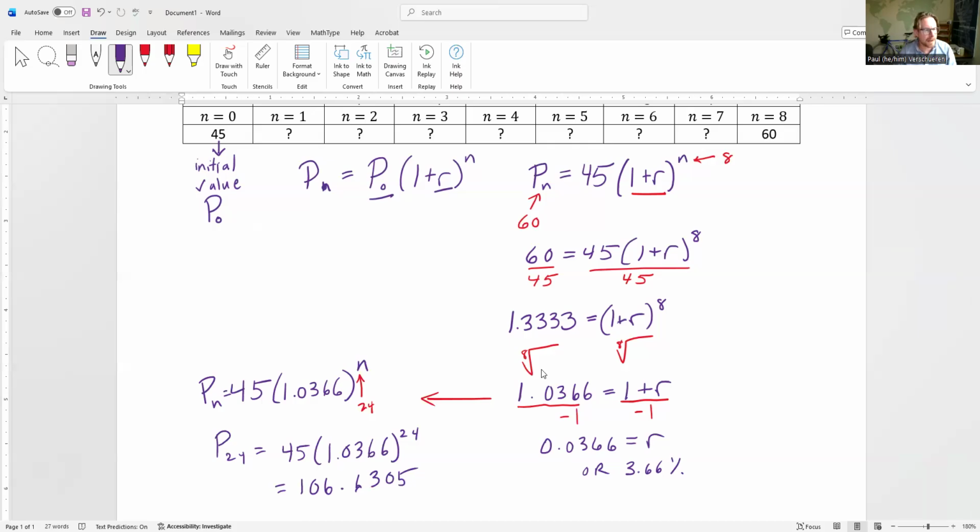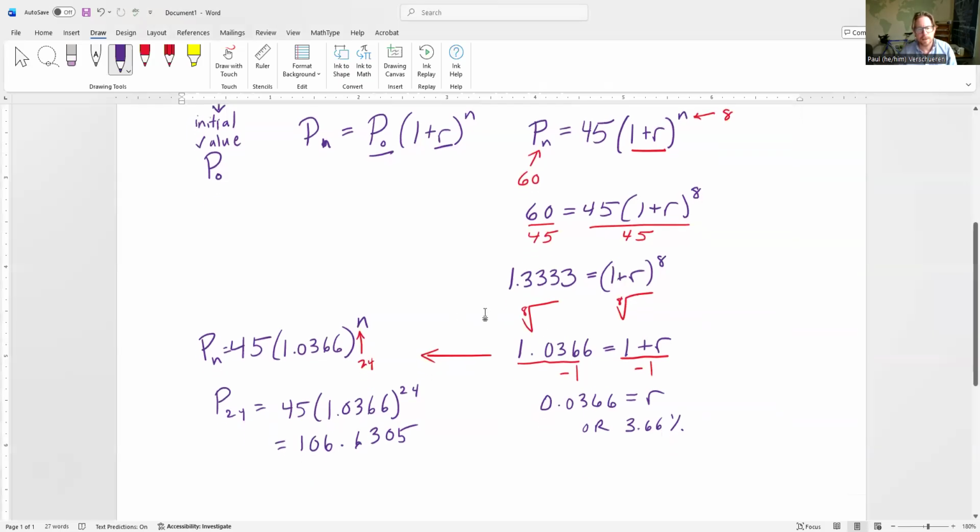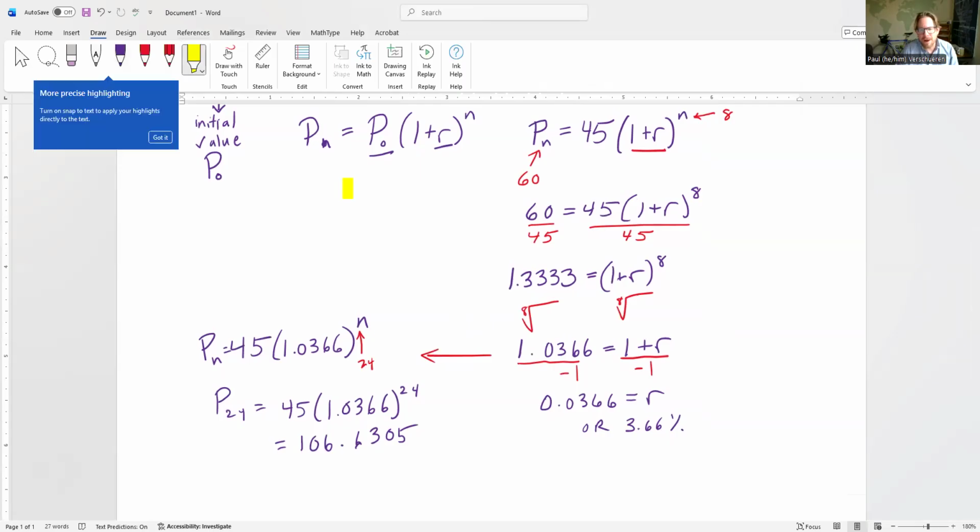I'm just going to check the answer real quick. You're not going to be able to see it, but yeah, 106.63 is what they were expecting. So that would work.